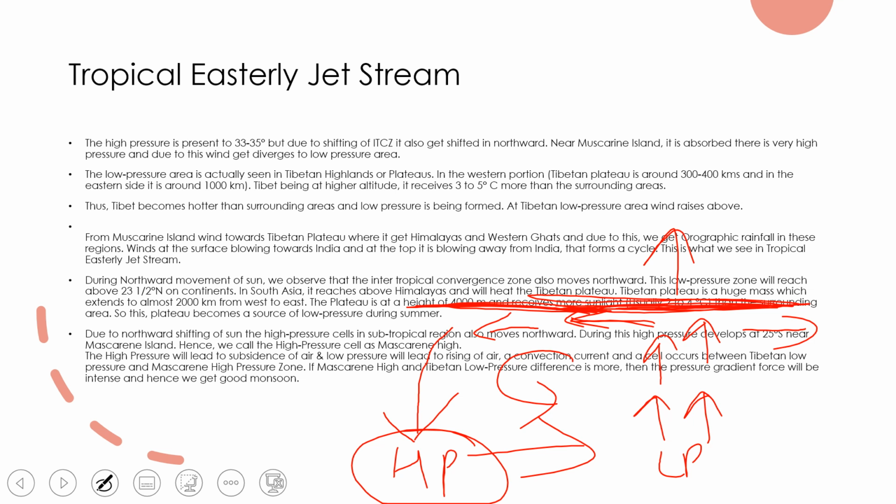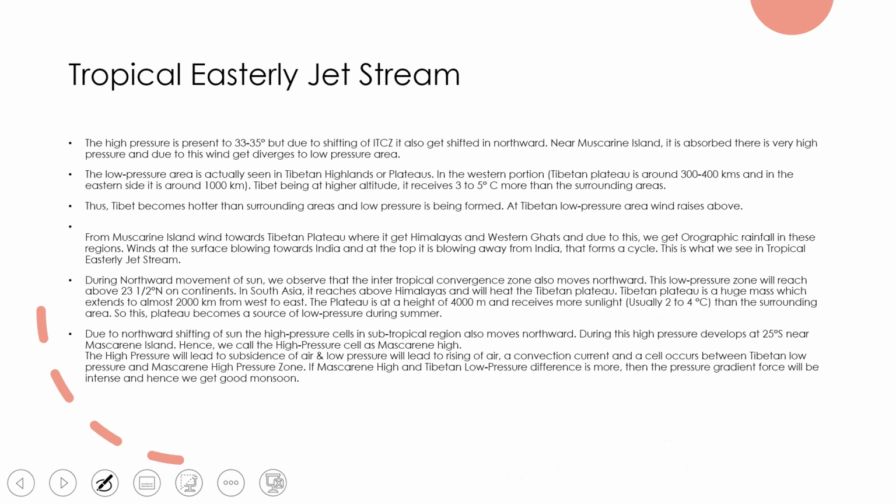Okay, so the low pressure area is actually seen on the Tibetan highlands or plateaus. In the western portion, the Tibetan plateau is around 300 to 400 kilometers wide, and in the eastern side it is 1000 kilometers. The basic point of telling this measurement is that you have to understand how big this Tibetan plateau is, and it is at a highland, so you can understand that when the sun rays hit these areas, what intensity of low pressure will be present.